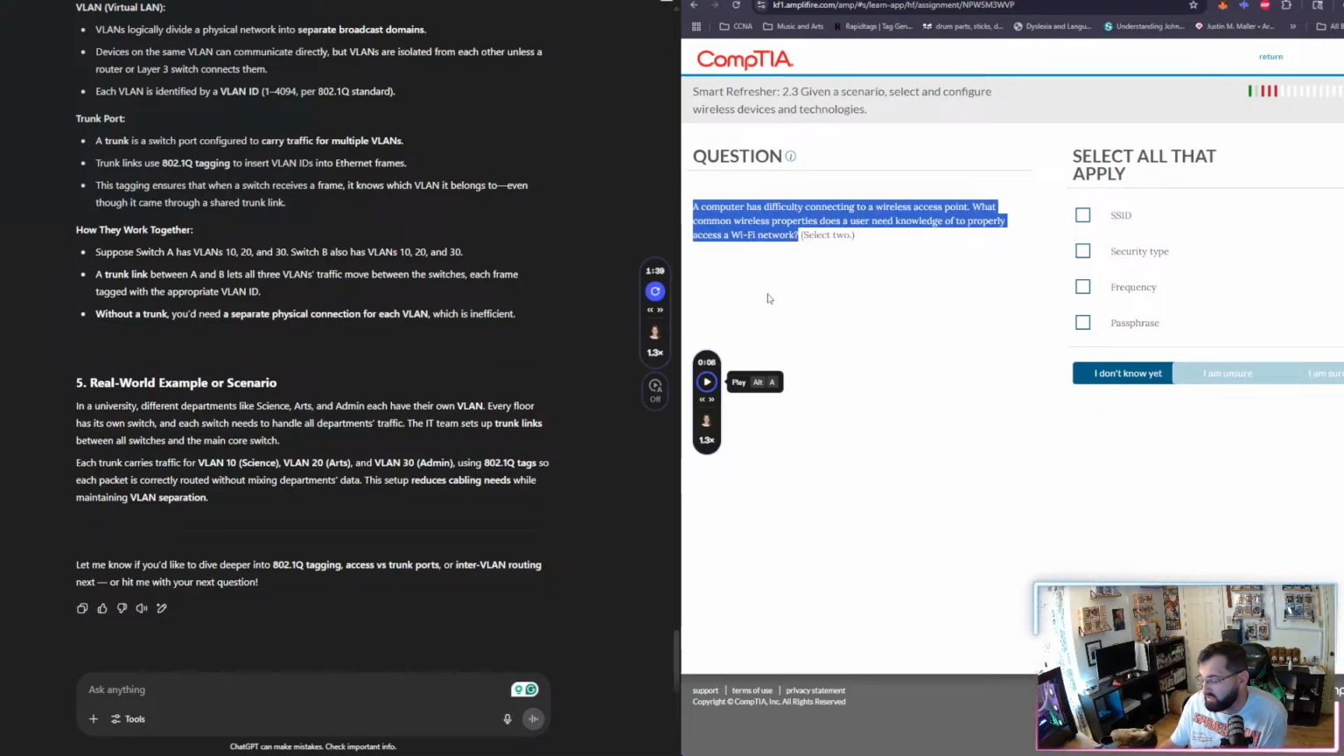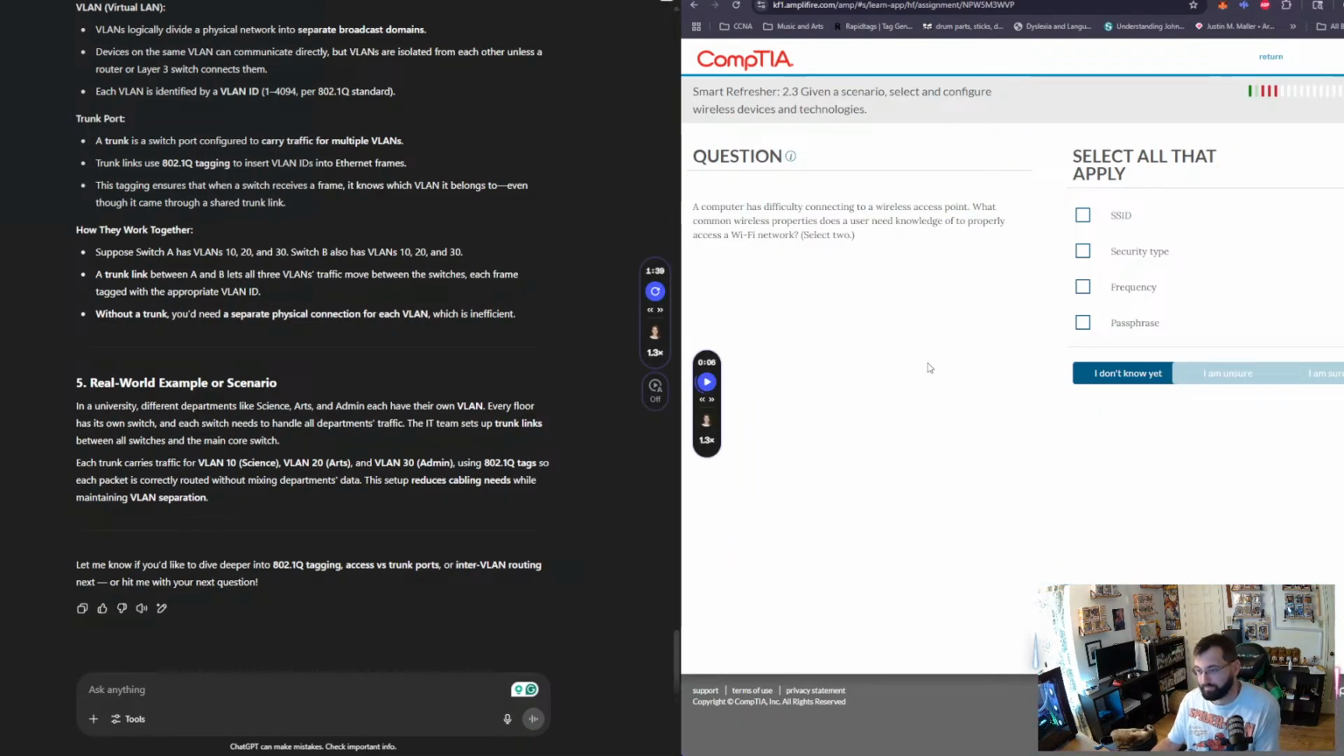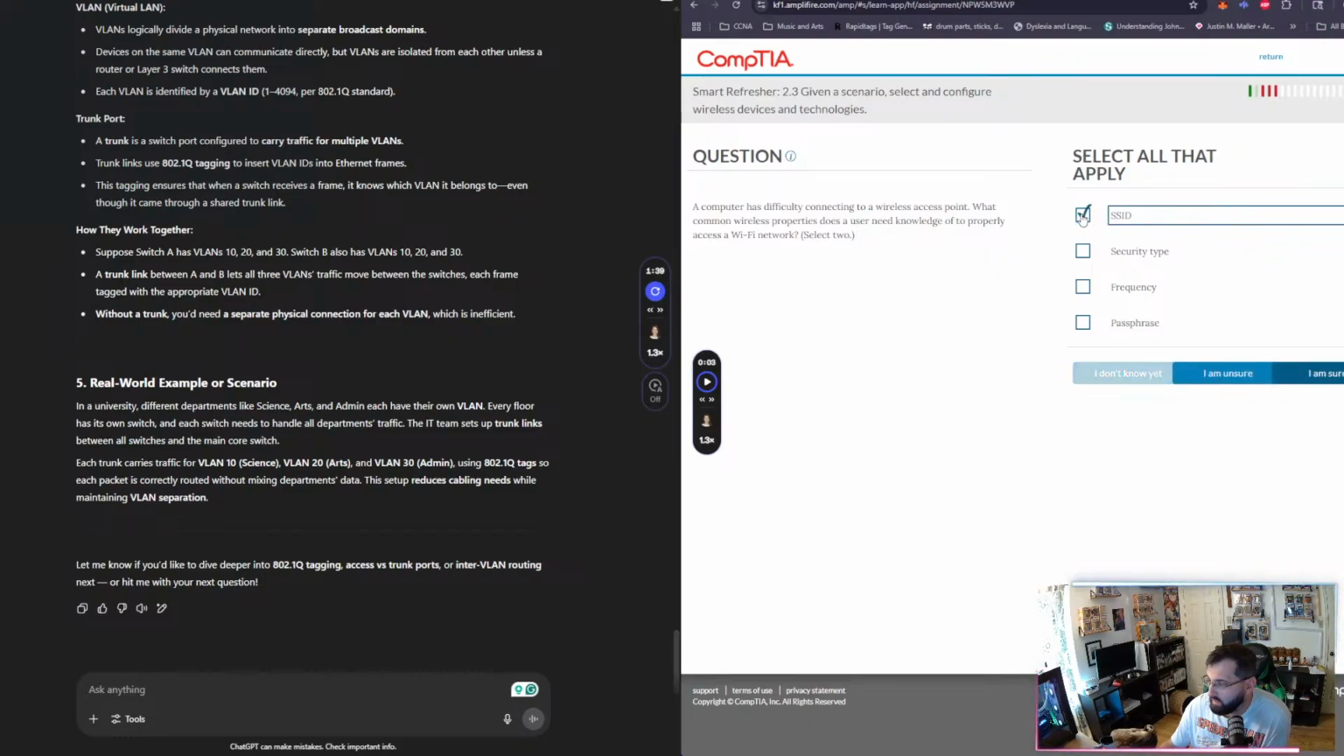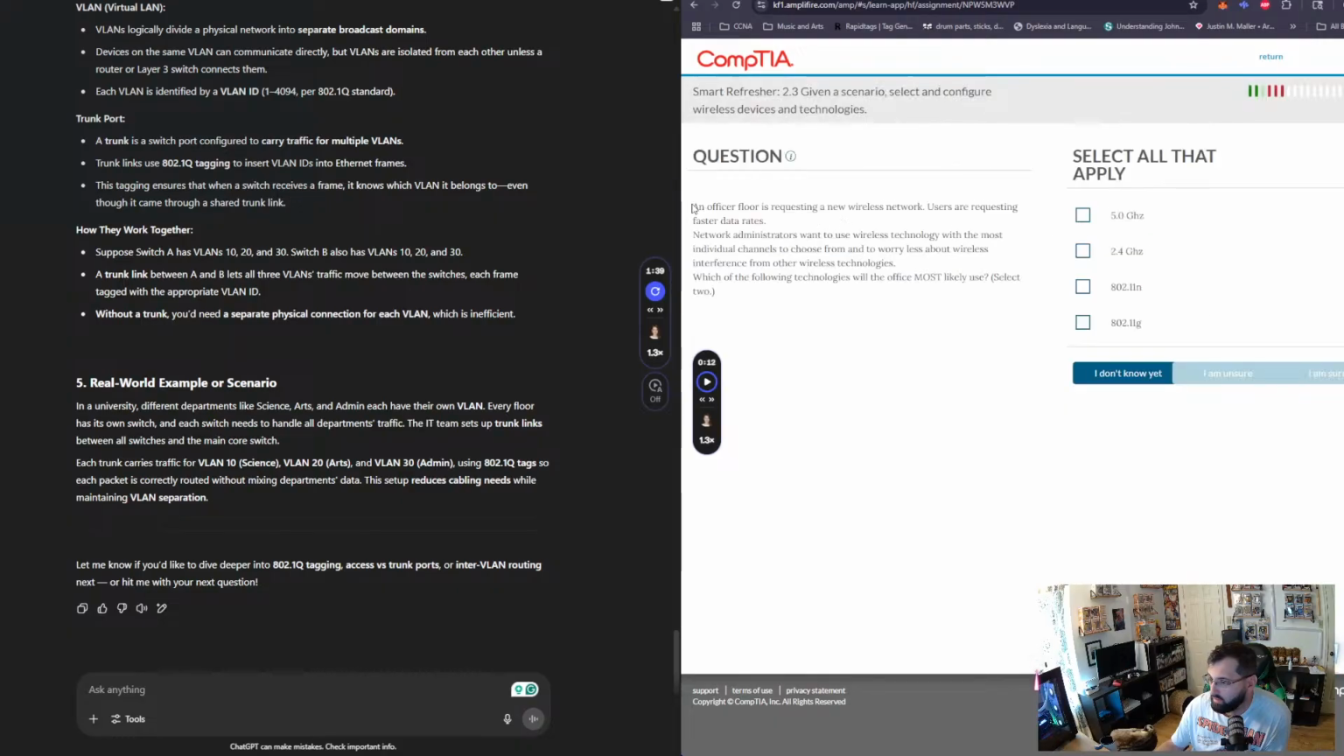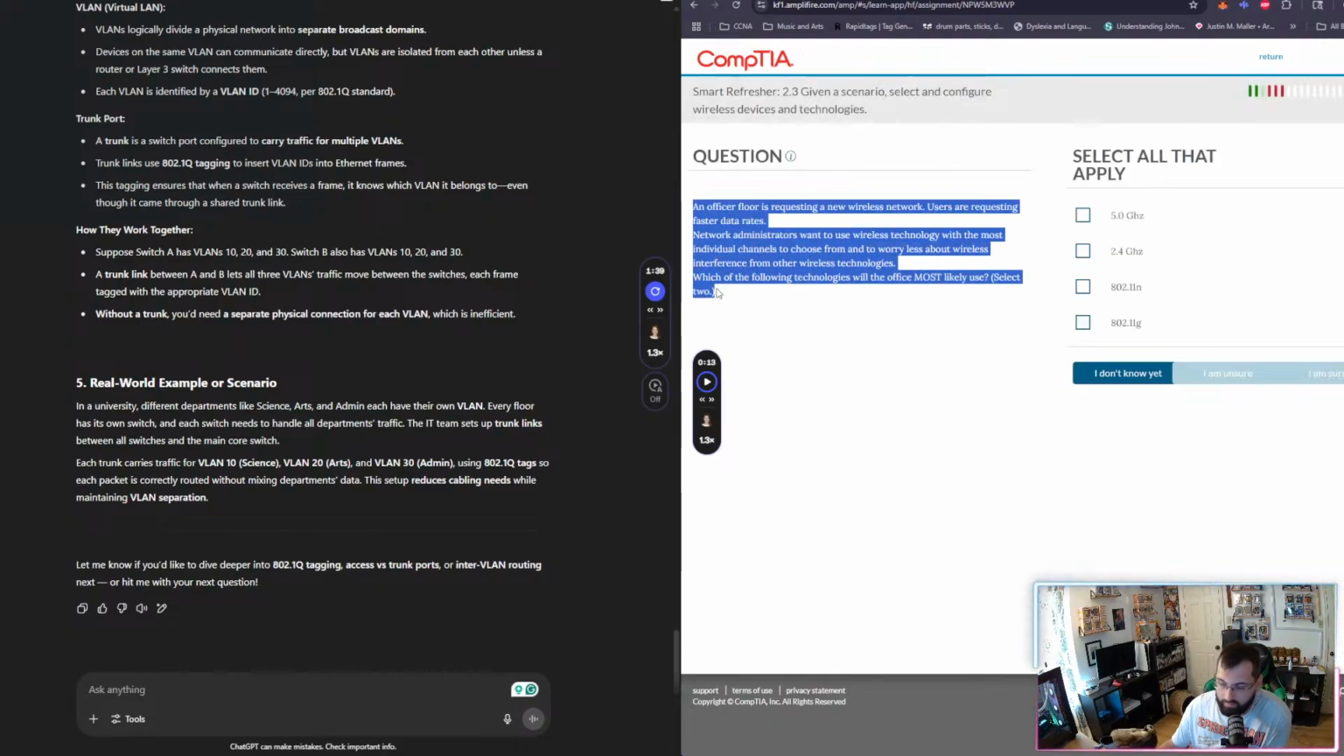Okay. You're about to see a comeback of a lifetime. A computer has difficulty connecting to a wireless access point. What common wireless properties does a user need knowledge of to properly access a Wi-Fi network? SSID and the passphrase. SSID is like the name of the Wi-Fi. The passphrase is just the password.